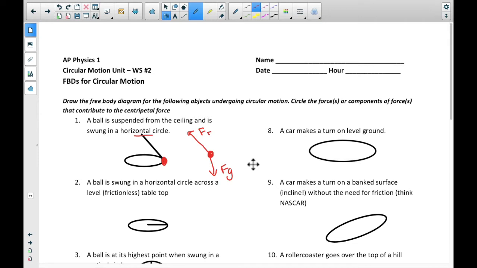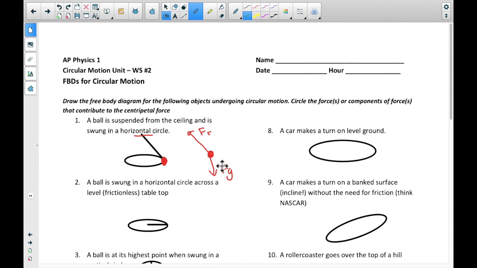Now we need to talk about centripetal force. Centripetal force is always pointed inwards. And so if I draw my free body diagram, I'm not going to put it on there. But on the AP test, they don't want you to put components on your free body diagram. So technically we are done with our free body diagram.